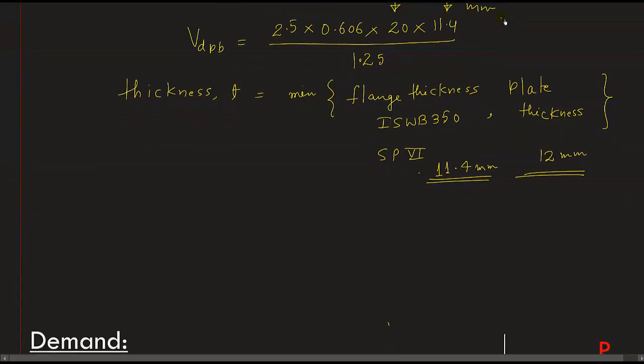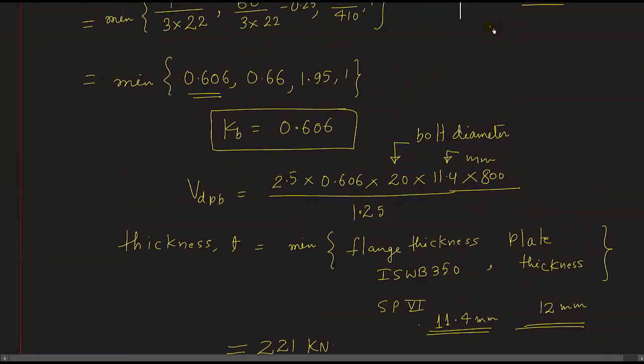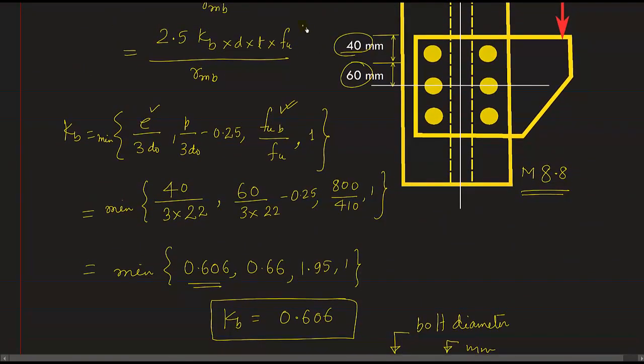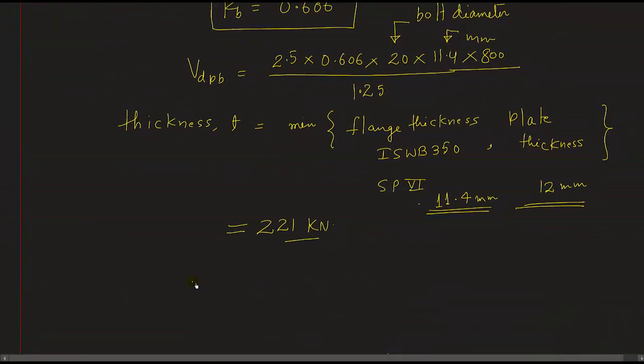So if I calculate this value, this turns out to be 221 kilonewton. Of course, here I have to multiply by Fu, that is in this case 800. So you see the initial formula also has Fu. So we have to multiply by Fu and then we can get the strength or capacity in this case, that is the bearing capacity of this bolt.